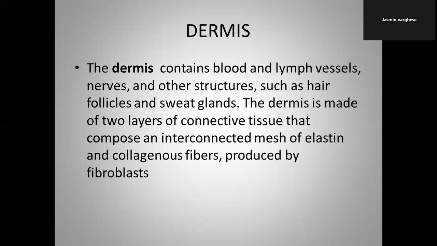The dermis contains blood vessels and lymph vessels, nerves and other structures such as hair follicles, sweat glands, etc. The dermis is made up of 2 layers of connective tissue that compose an interconnected mesh of elastin and collagen fibers produced by fibroblasts. So the dermis is made up of connective tissue.